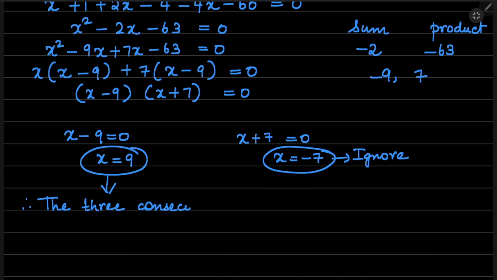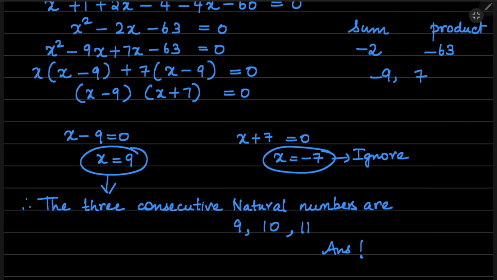the three consecutive natural numbers are: first is x, which is 9. Next one is 10 and 11. These are your numbers.